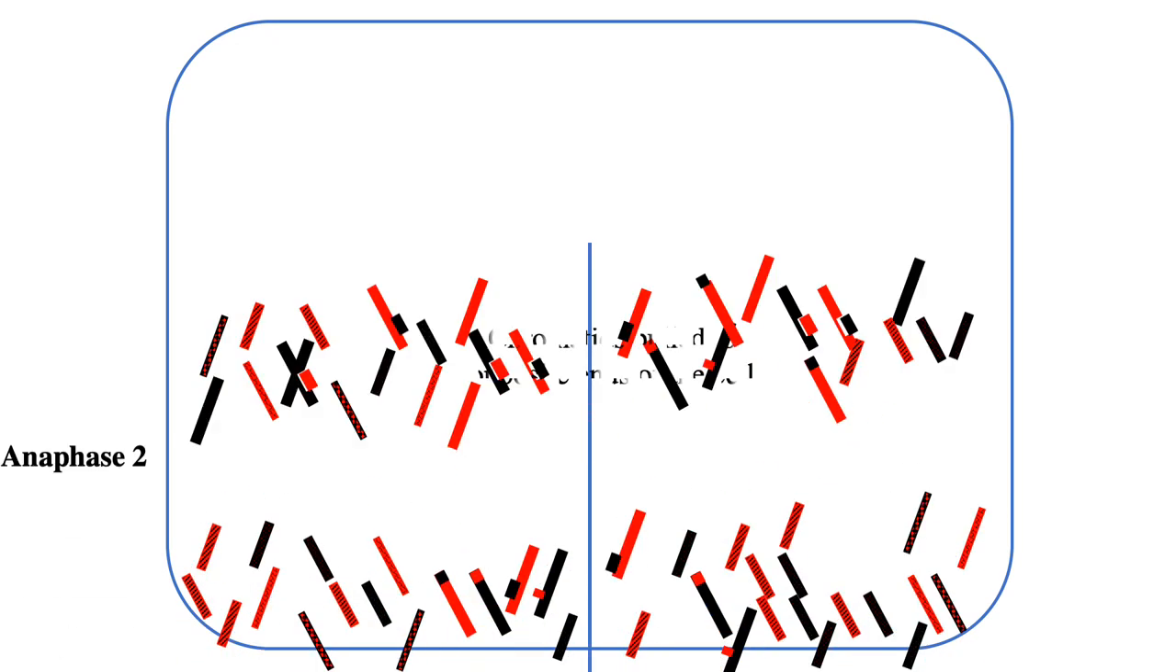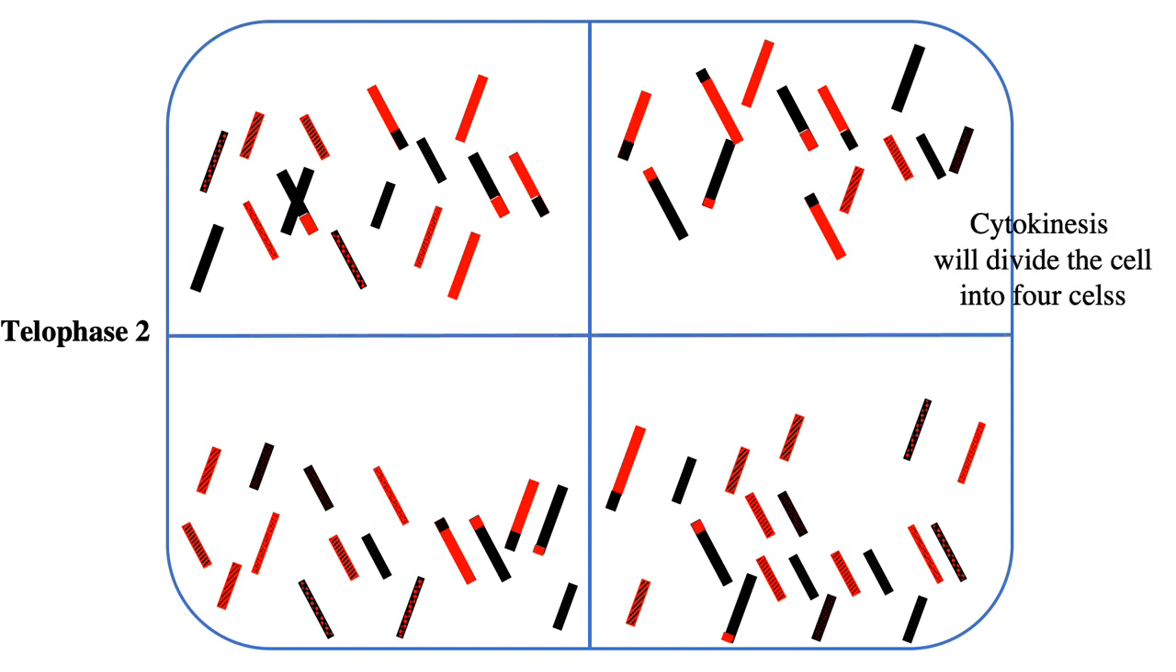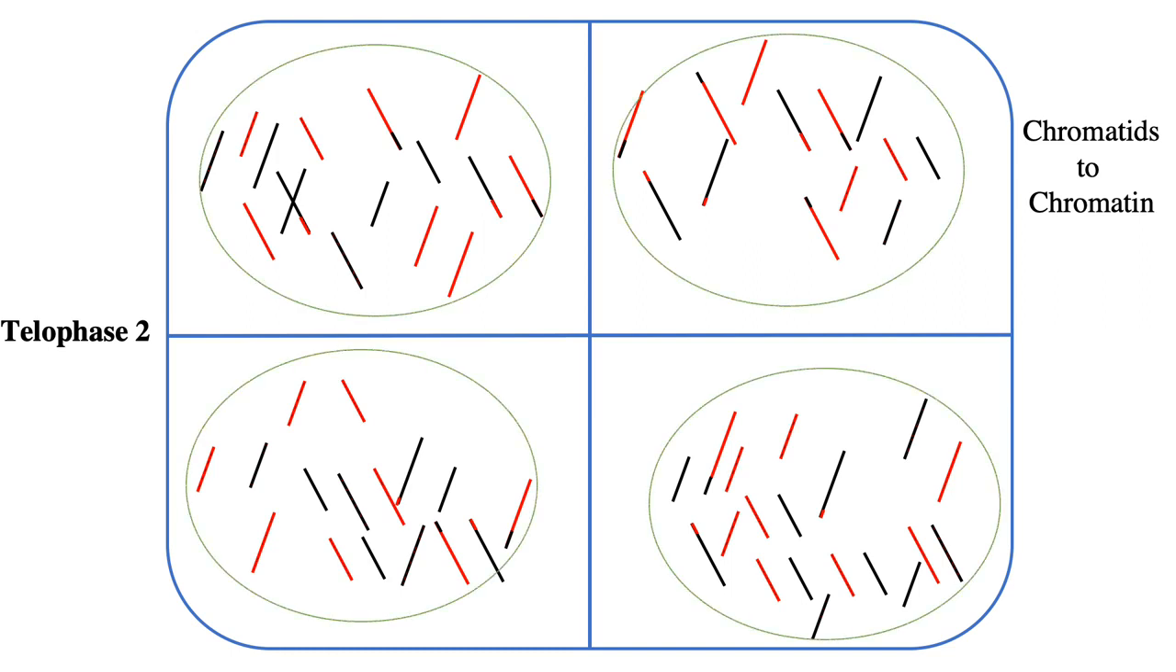So now have a look at anaphase 2. In anaphase 2, the chromatids are going to be pulled to opposite ends of the cell. One chromatid of a chromosome is pulled upward, while one chromatid of the other chromosome is pulled downward by the spindle fibers. In telophase 2, the cytokinesis will divide the cell into four cells. The chromatids will uncoil into loose linear strands of DNA, which are known as chromatin. The nucleus will be reformed.